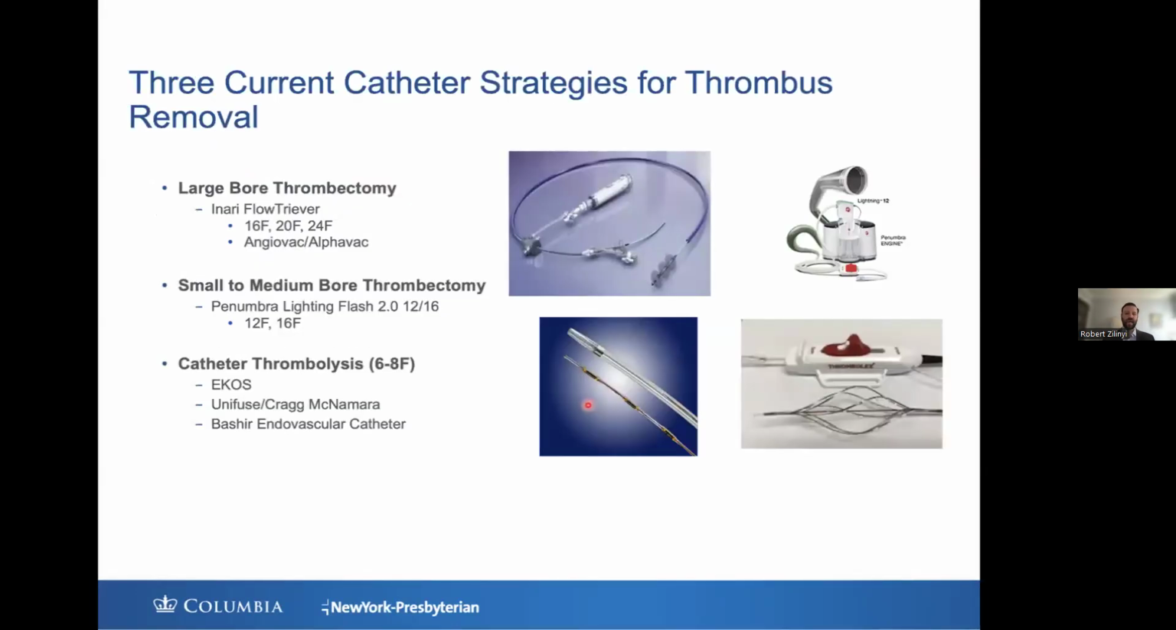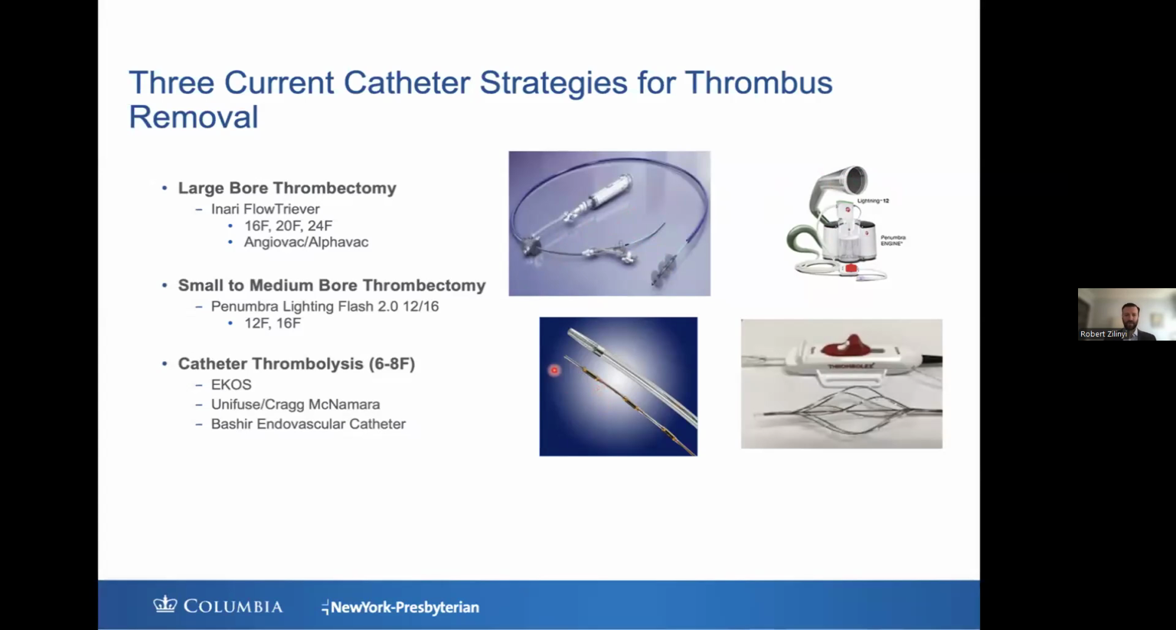Zooming in on the catheter-based therapies, this is the summary of some of the currently approved devices for catheter-based management of pulmonary embolism. We have large bore thrombectomy devices, including the Inari FlowTriever, as well as the AngioVac and AlphaVac, which I have not included here. We have small to medium bore thrombectomy, including the Penumbra Lightning Flash, which comes in slightly smaller sizes and uses a slightly different technology, which we'll discuss compared with the Inari.